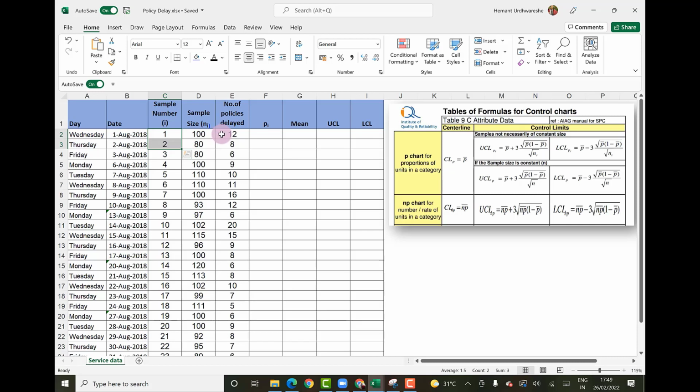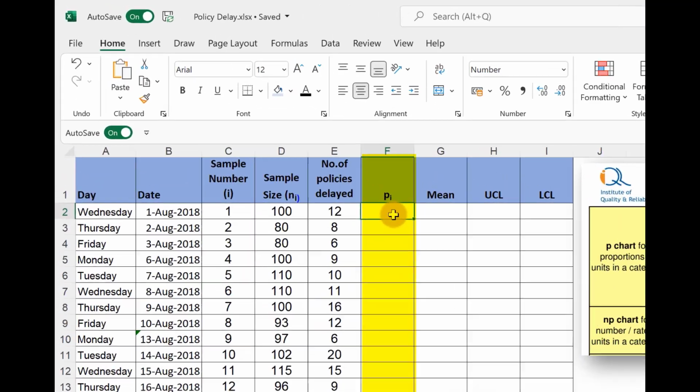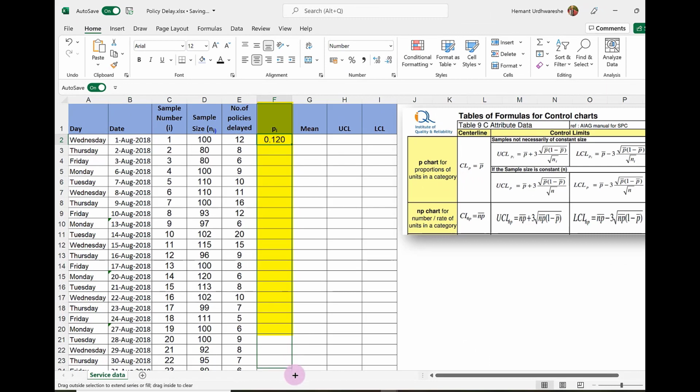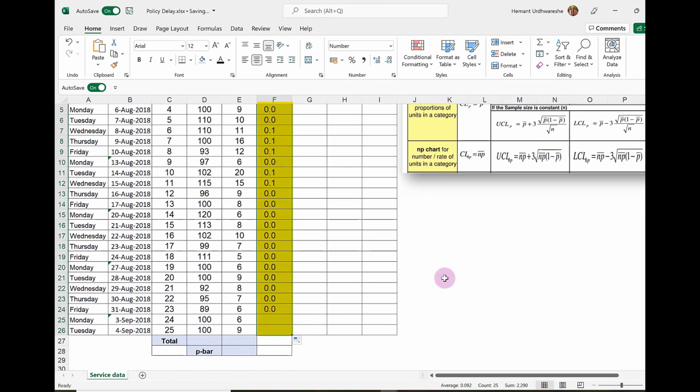Now when we want to plot a P chart of this, we must first calculate the proportion defective every day or proportion delayed every day here. For that, in the Pi column, we enter a formula equal to policies delayed divided by total number of policies that were processed, and I can just pull it down for all the rows. So we now know proportion delayed every day.